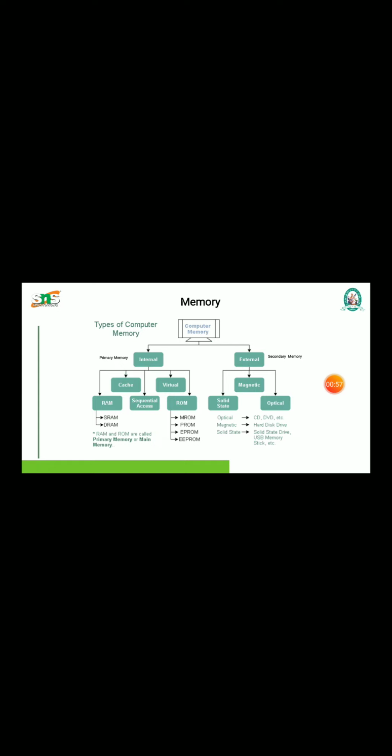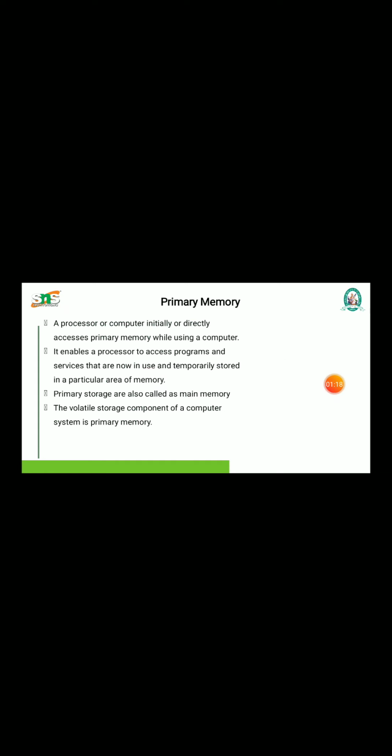In internal memory there are different types: cache memory, RAM, sequential access, virtual, and ROM. And in external memory there are three types: one is magnetic, another is solid state, and the third is optical. We'll see them one by one. So first is primary memory.